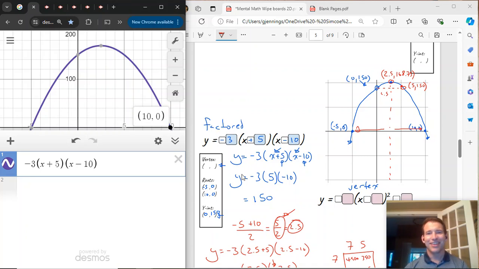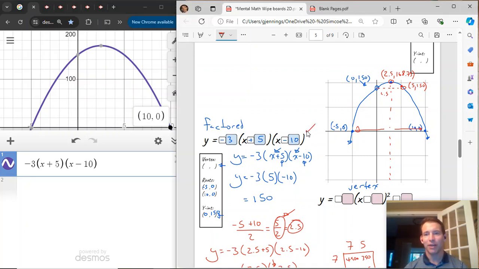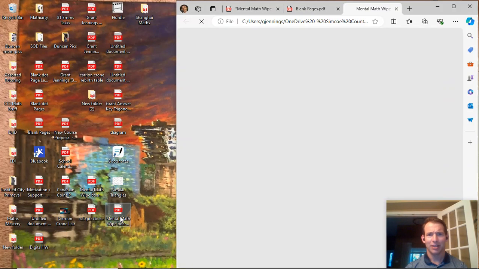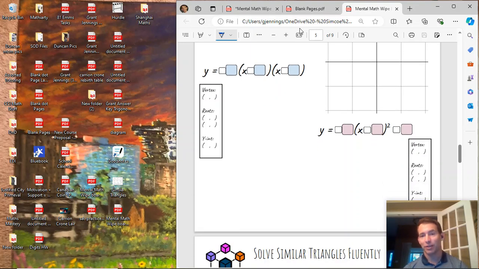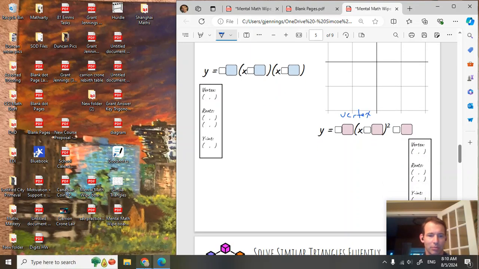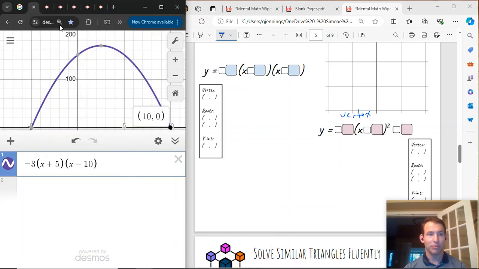Okay. Good. So that's working with factored form. Let's get a fresh copy of this before we move on. All right. Now, how do we work with vertex form? Same idea for the numbers. Build yourself some random numbers.